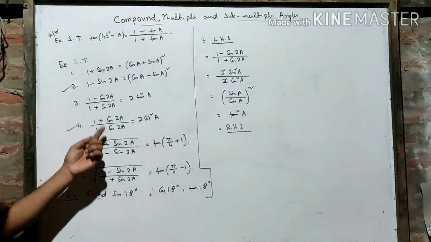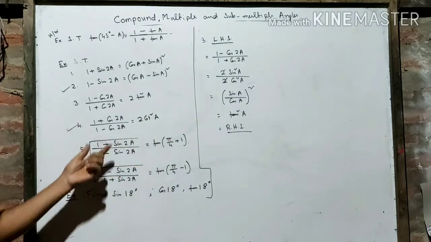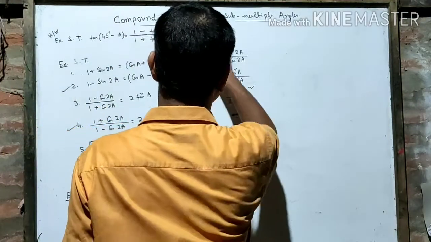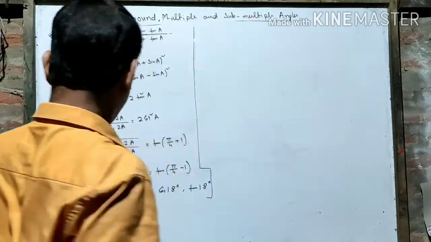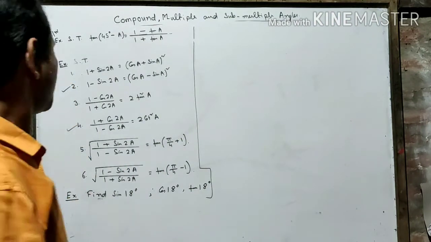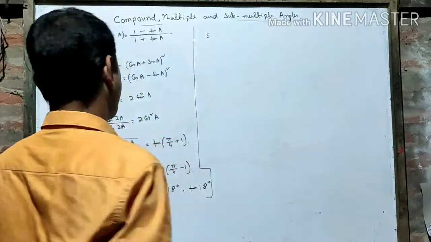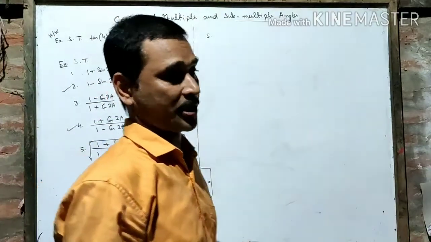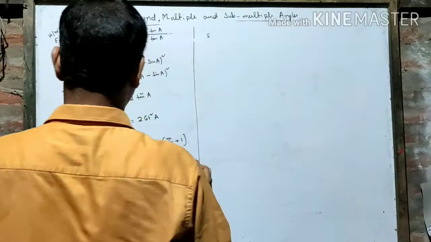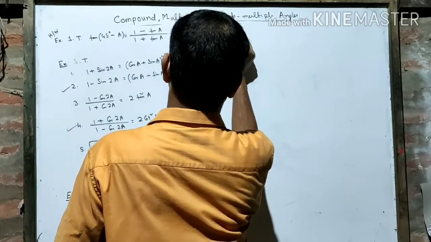Just like that, you may be asked to show 1 plus cos twice a by 1 minus cos twice a is equal to cot square a. This is your homework. Next, number 5. These 1, 2, 3, 4, 5, 6 are very important. These will also be needed in your second and third classes. In your second and third classes, there will be some situations where you have to remember the formula directly. Not formula, but the result. Okay, these are some results.